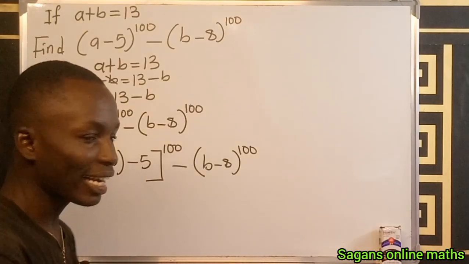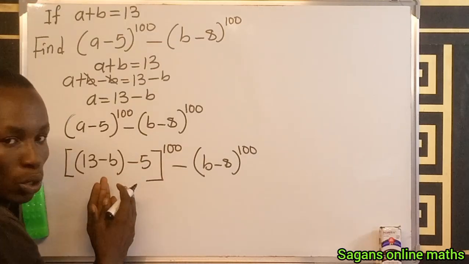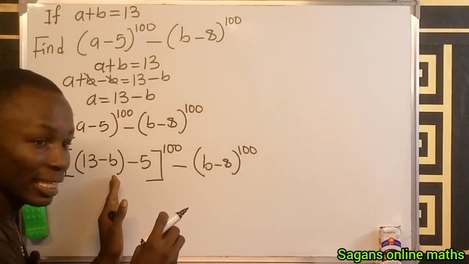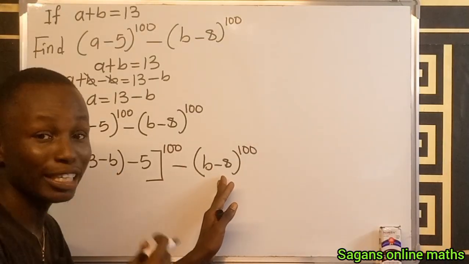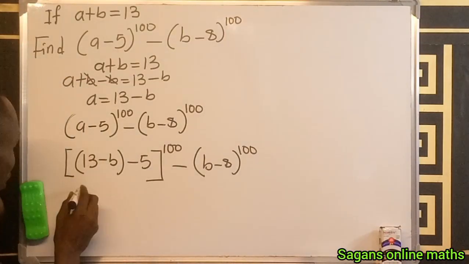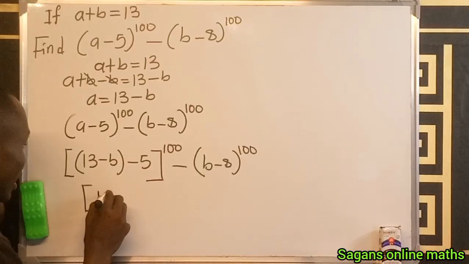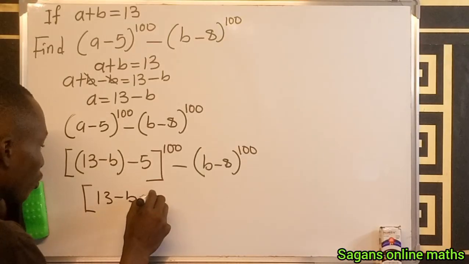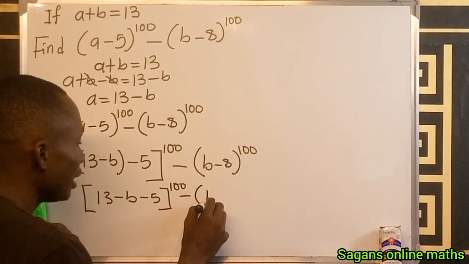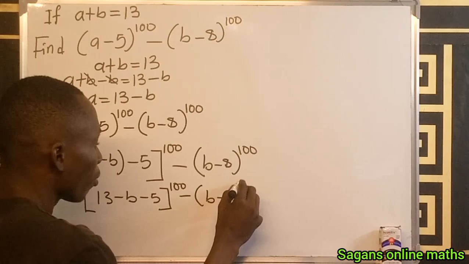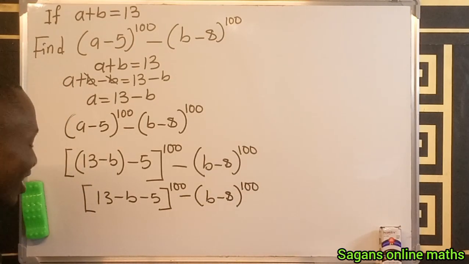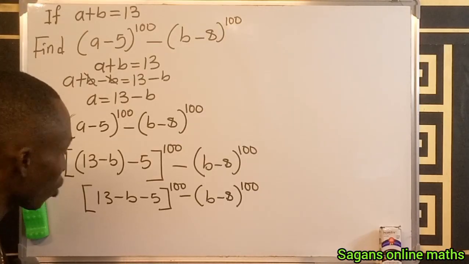What are we going to do? Now, let's concentrate on this. Let's simplify this way. Okay? Because the only way we can achieve this is when this is equivalent to this. Then you can easily evaluate. Now, we know that this is also known as (13 minus b minus 5) all to the power of 100 minus (b minus 8) all to the power of 100. Wow. Let's see where we are going to end with this. Let's know our answer to this.